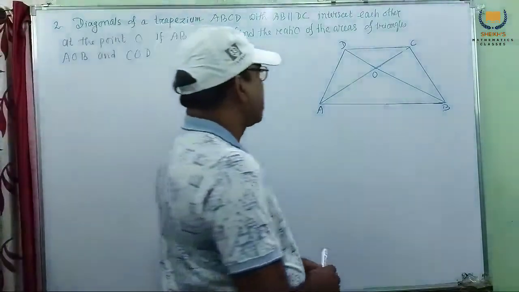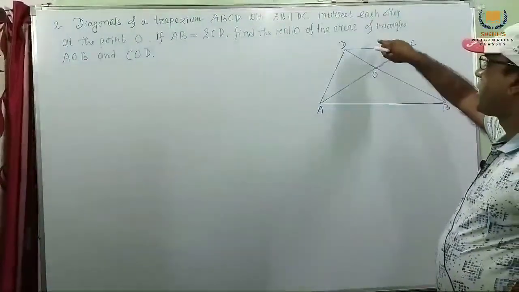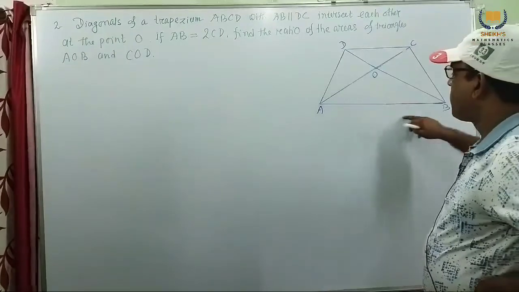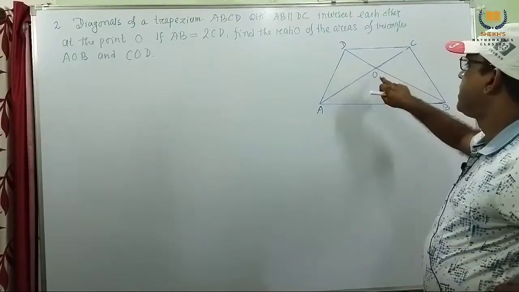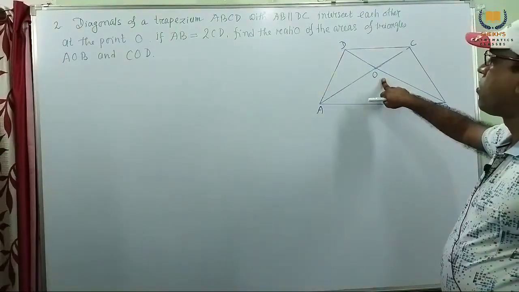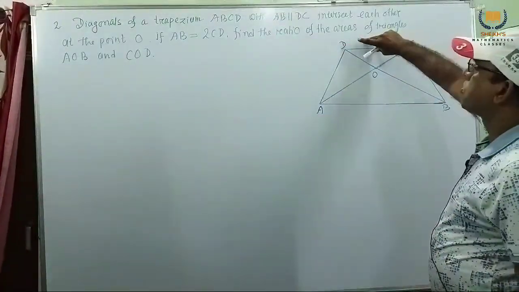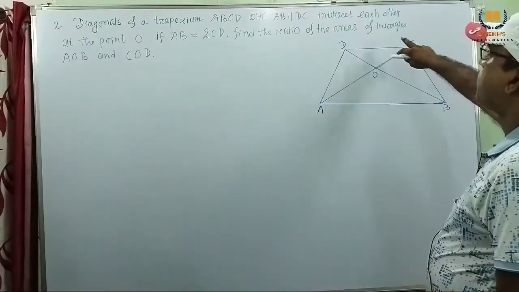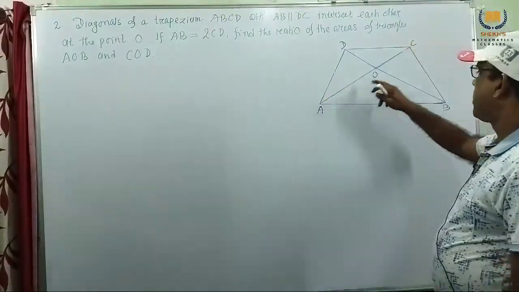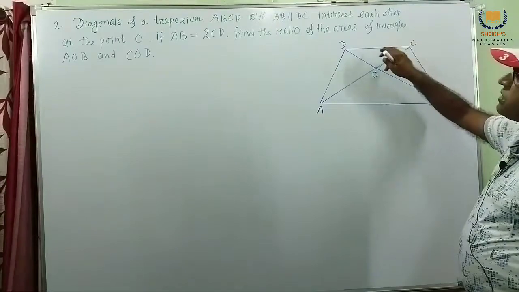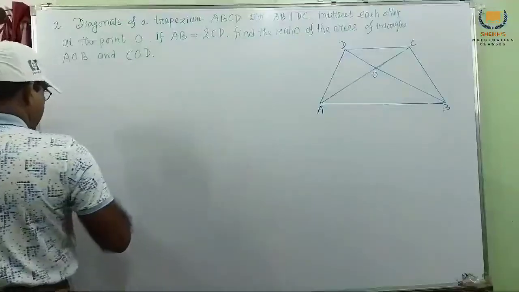So first we construct the figure, trapezium ABCD, given AB parallel DC, and diagonals AC and BD intersect at the point O. And also given AB equal to 2 times of CD, this length is 2 times of this, and we have to find the ratio of the areas of triangles AOB and COD. Now we consider the solution.